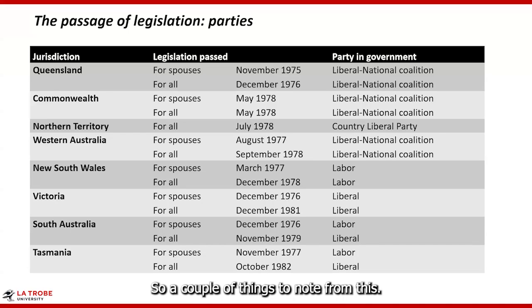So a couple of things to note from this. First of all, the major parties, except in the Northern Territory, were willing to exempt property from the taxes. Second, with the exception of Queensland, no subnational government legislated full abolition until after the federal government had done so. So this indicates that we need to pay particular attention to intergovernmental relations within the federal system.